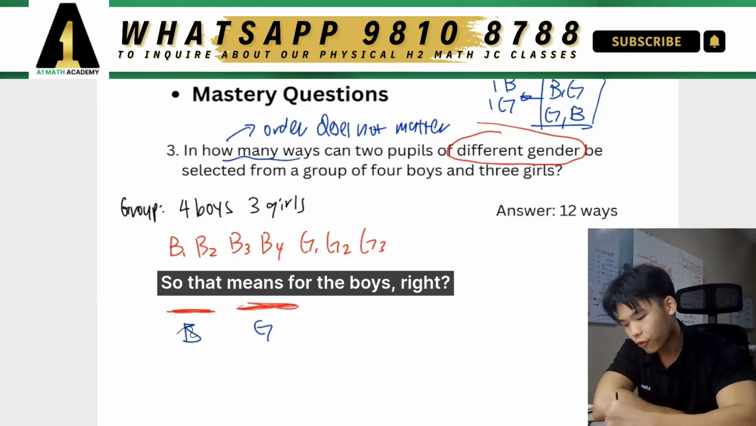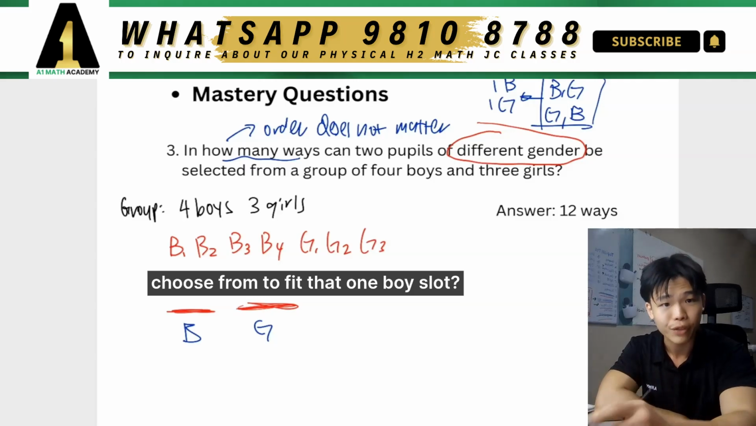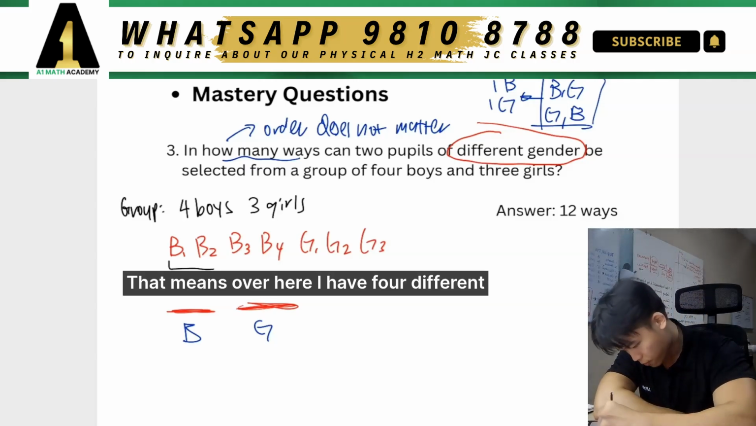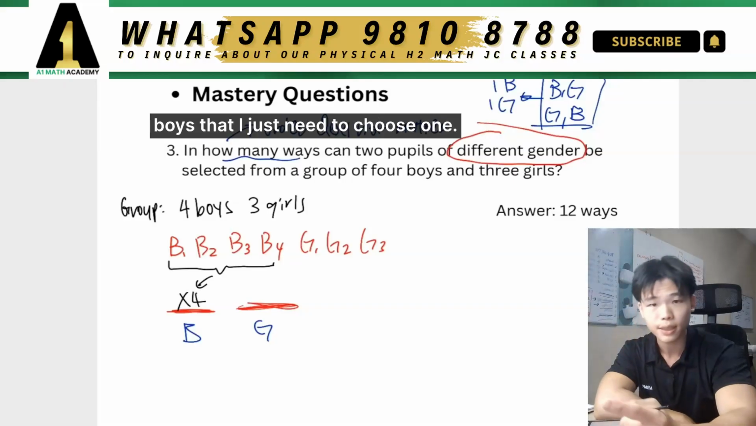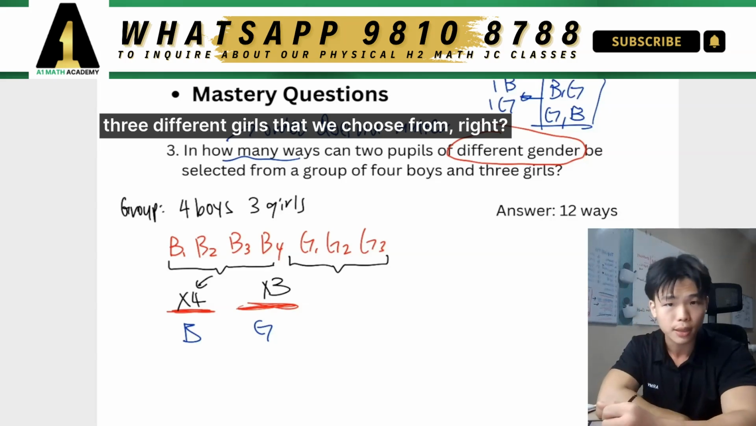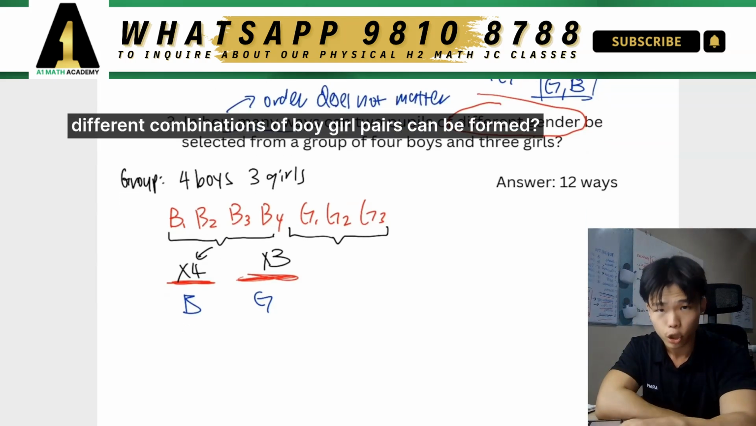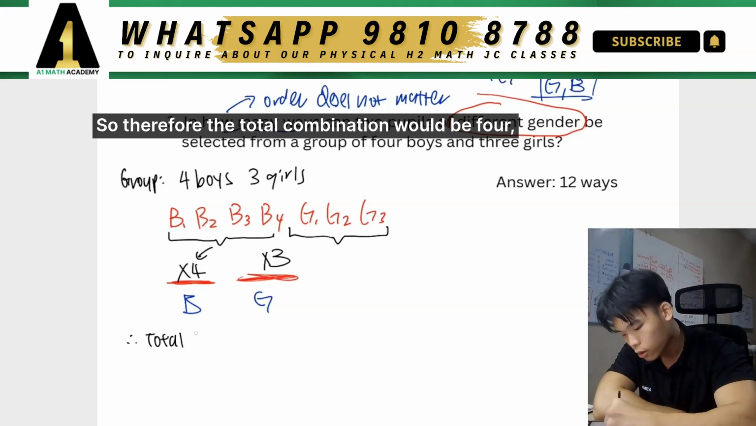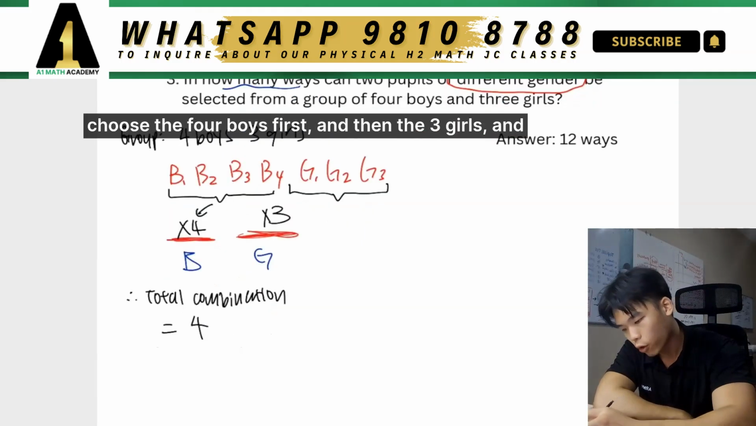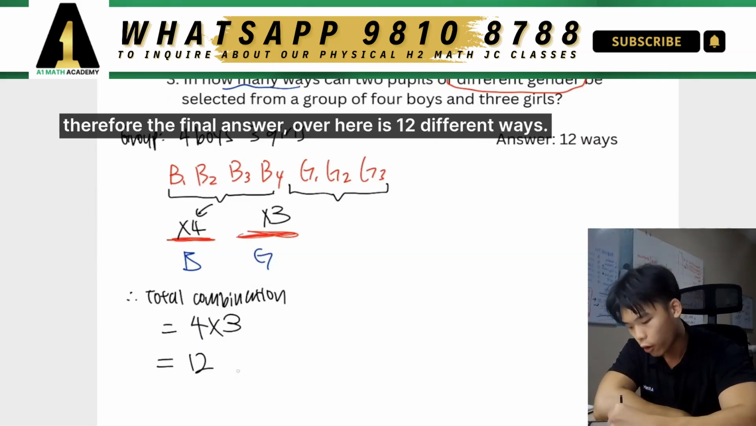So that means for the boys, how many different boys can we choose from to fit that 1 boy slot? Over here, I have 4 different boys that I just need to choose 1 from. And then for the girls, there is just 3 different girls that I could choose from. So how many different combinations of boy-girl pairs can be formed? The total combination would be 4, choose the 4 boys first, and then the 3 girls. Therefore, the final answer over here is 12 different ways.